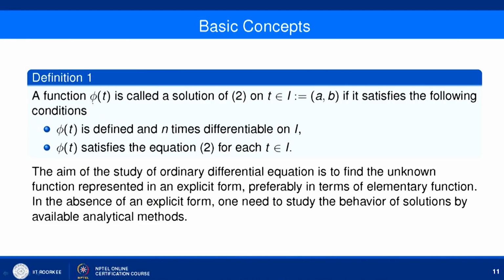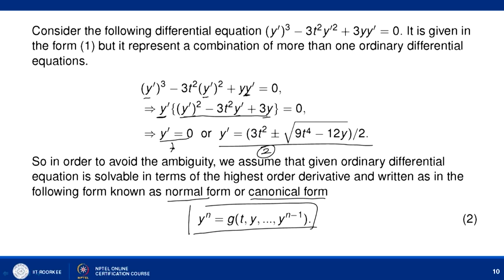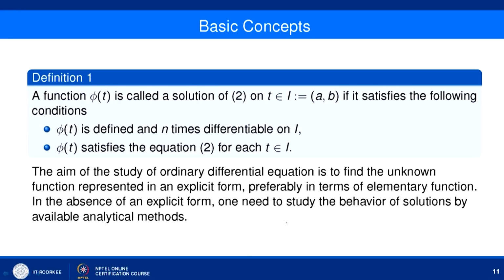Similarly, we can define the solution of this differential equation in the following manner. A function phi t is called a solution of 2, that is, the equation y^n equal to g(t, y, ..., y^(n-1)), if it satisfies the following condition. Here we need to consider that t belongs to at least some interval. Right now I am considering this as an open interval (a, b).